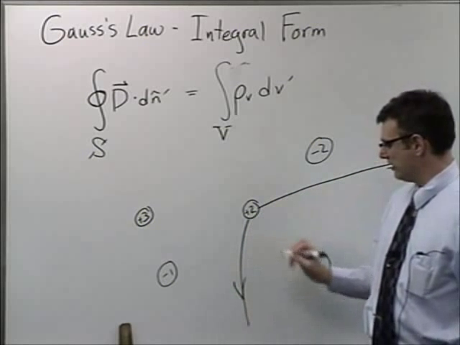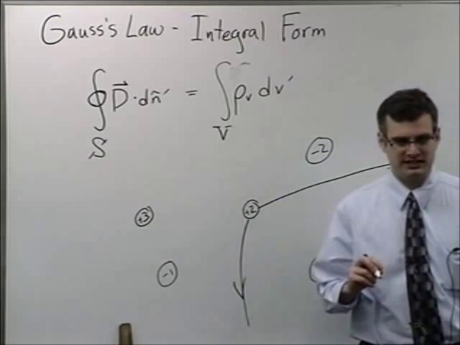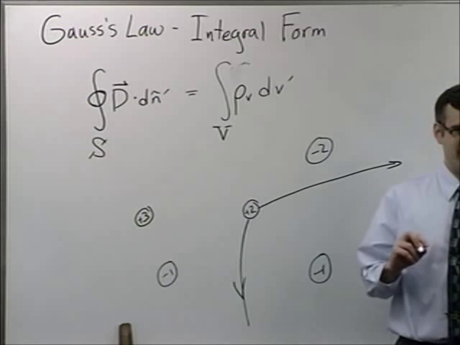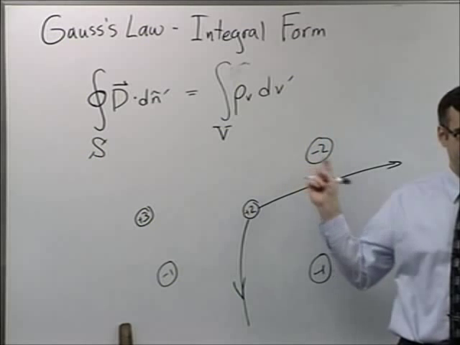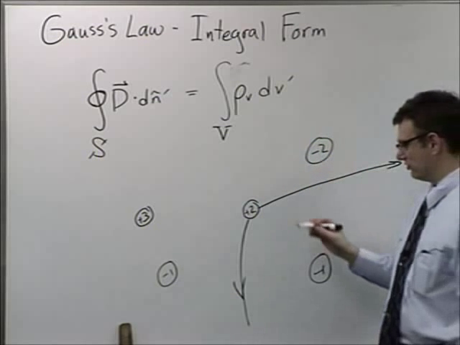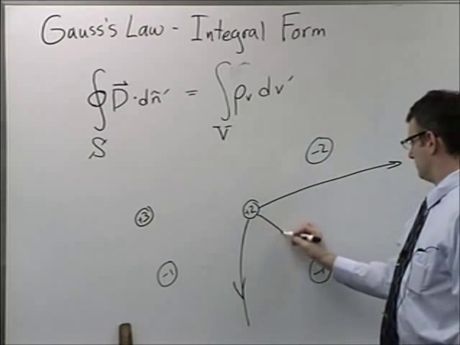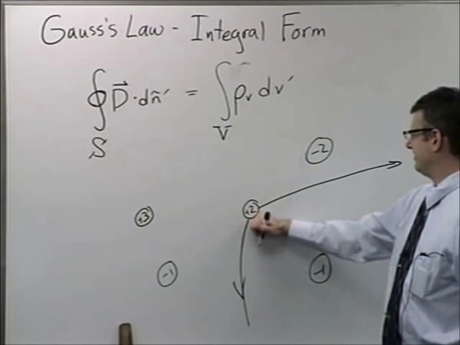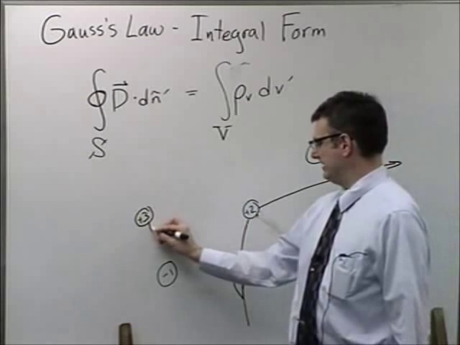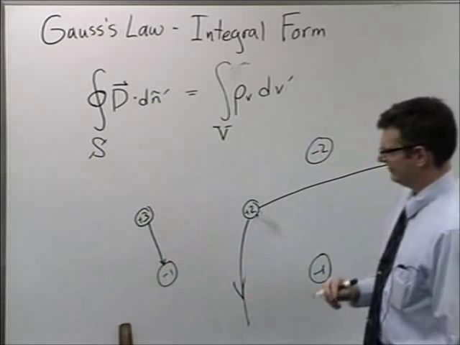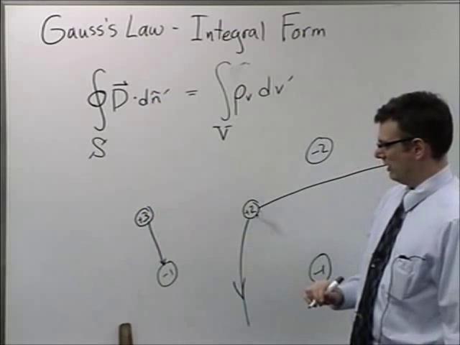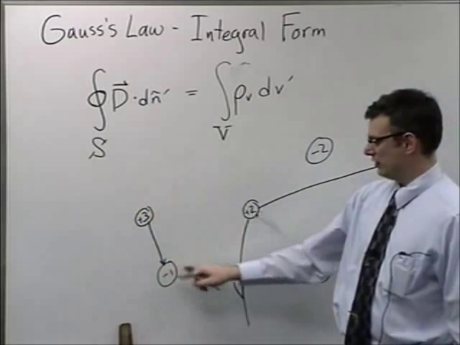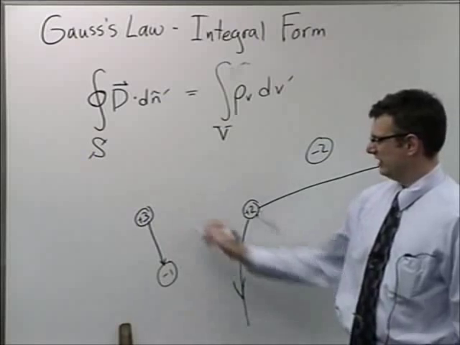And the rules are the lines go away from positives, and they either have to go off to infinity or they can land on negative charges. So let's see, I'm going to do that. 3, let's draw a line from there to there. Starts at 3, ends at 1. I need 3 leaving this one. I only have 1 going into that one. So I got to draw 2 more.